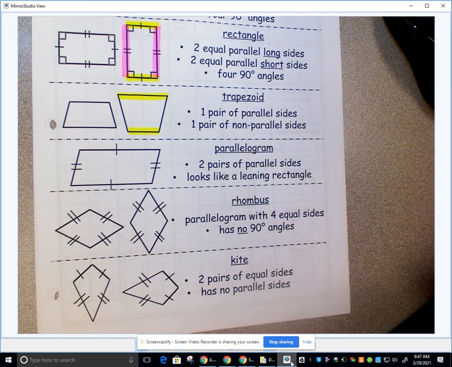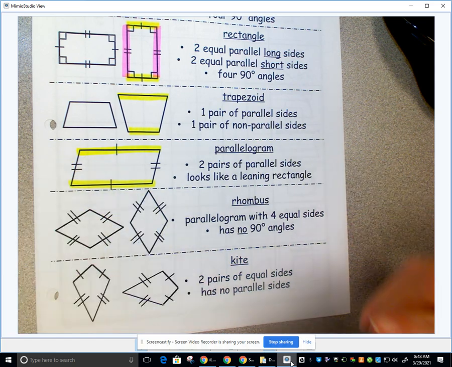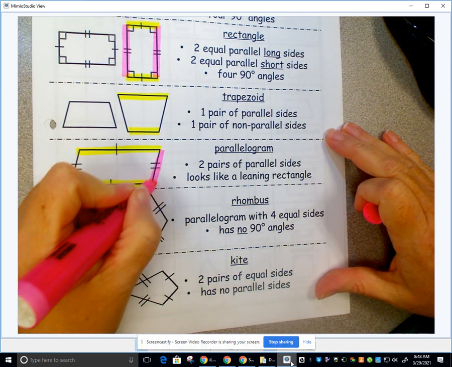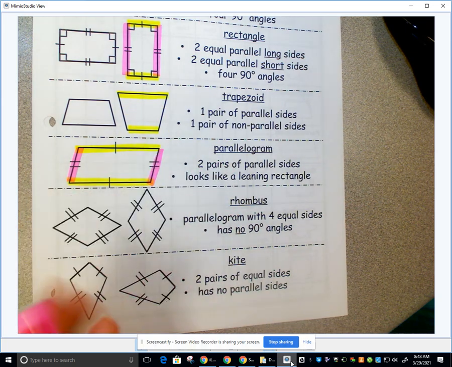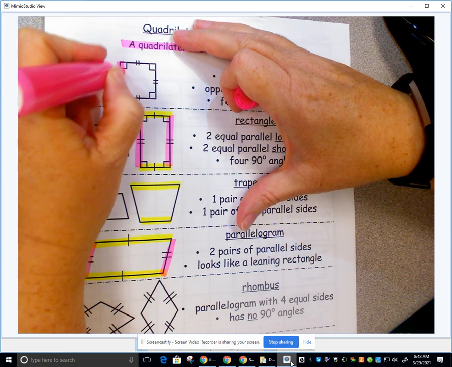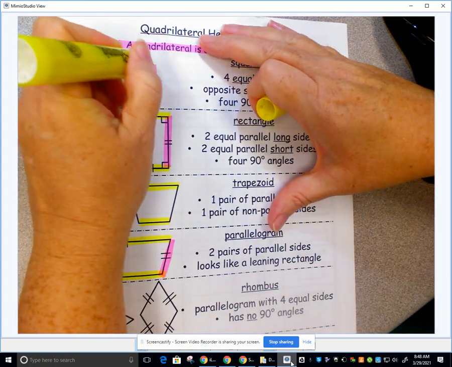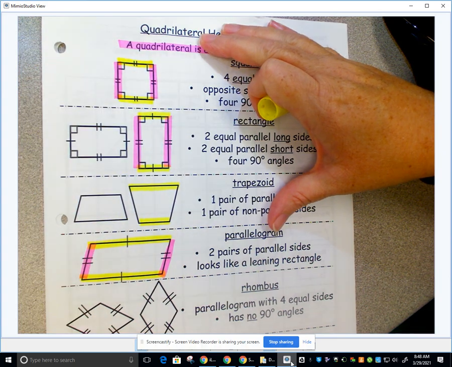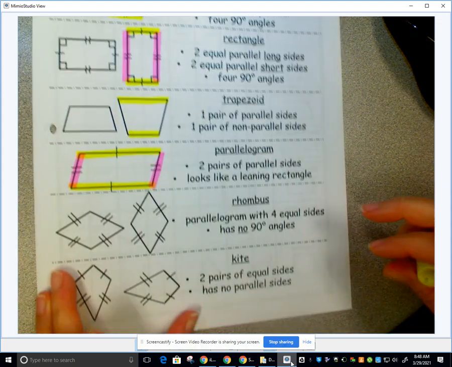Okay, look at the parallelogram. The parallelogram, this line is parallel to this line, and this line is parallel to this line. See, once again, just like the rectangle, and I should have done this up here with the square. I could say this line is parallel to this line, and this line is parallel to this line, okay? But notice the trapezoid only had one color.